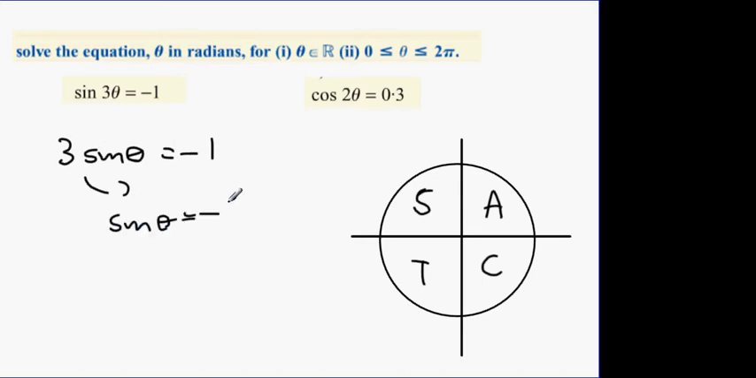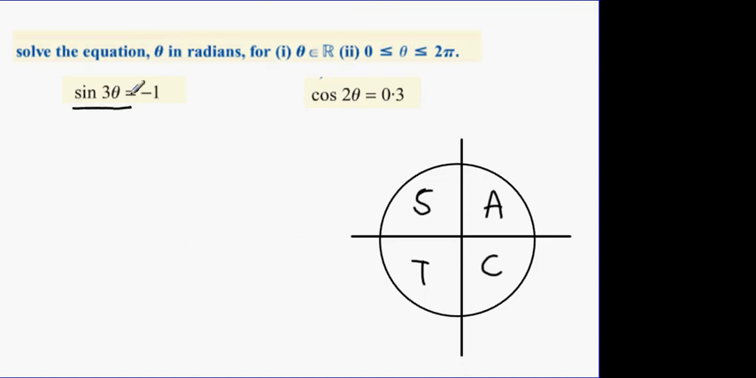The reason being, this here is a function. And there is only one way to separate an angle from its function. And that's using sine inverse, cos inverse, or tan inverse. You cannot do that. So here's what we're going to do. We're going to find out what is sine inverse 3 theta equals sine inverse minus 1. What is sine inverse minus 1?